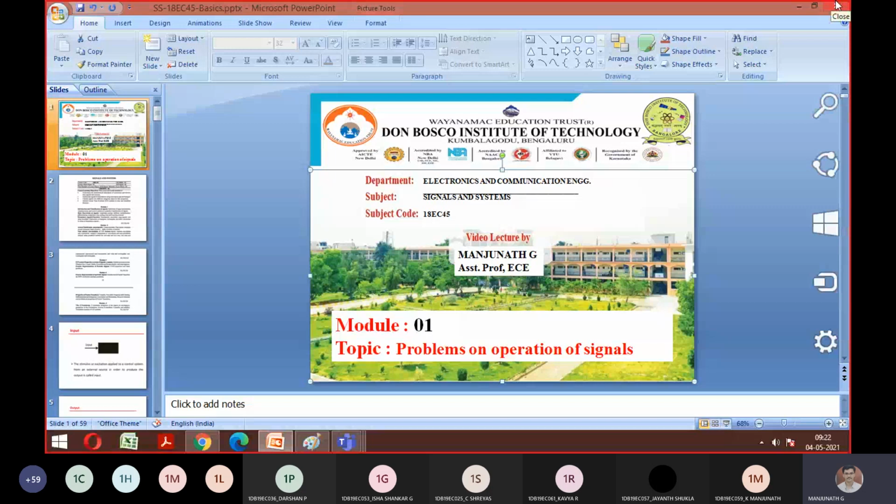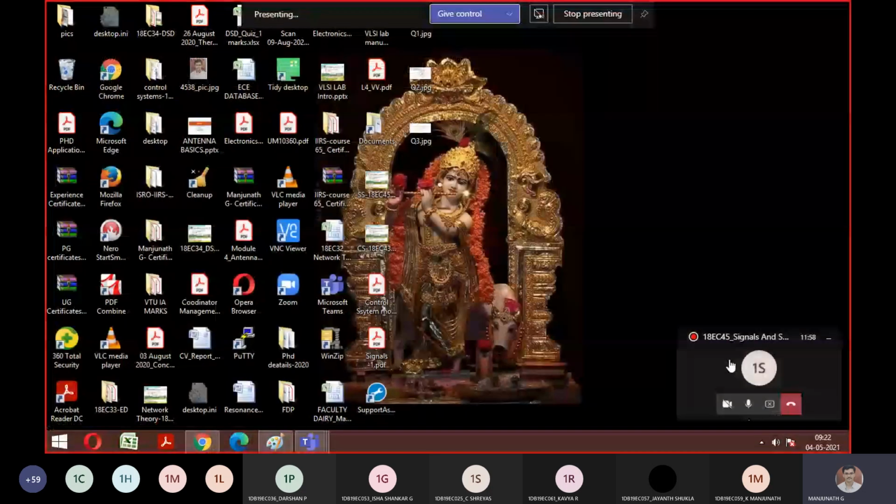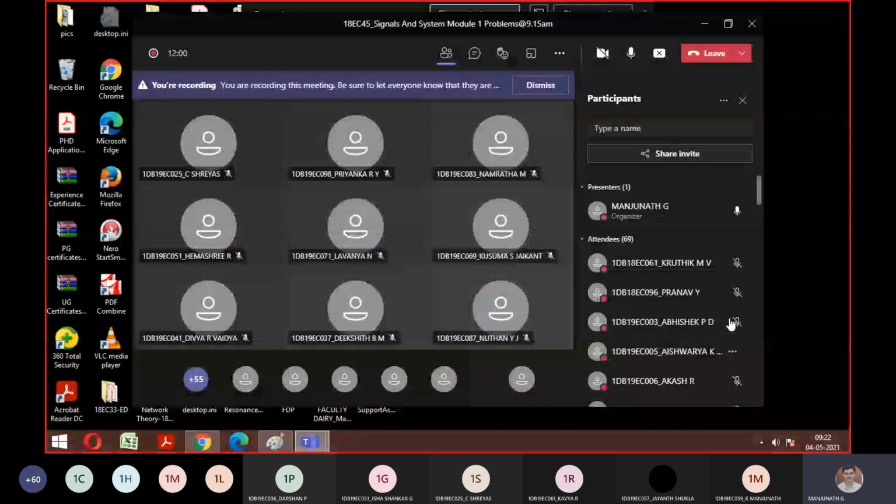So any doubts, anyone, till here? Is it fine? Shall we proceed? Yeah, Lavanya. Sir, in time scaling, should we consider point values, like 0.5, 1.5? That depends upon the graph, Lavanya.